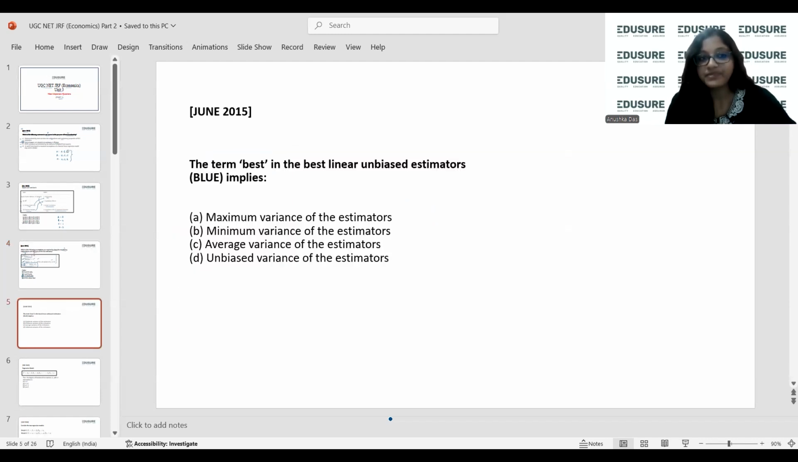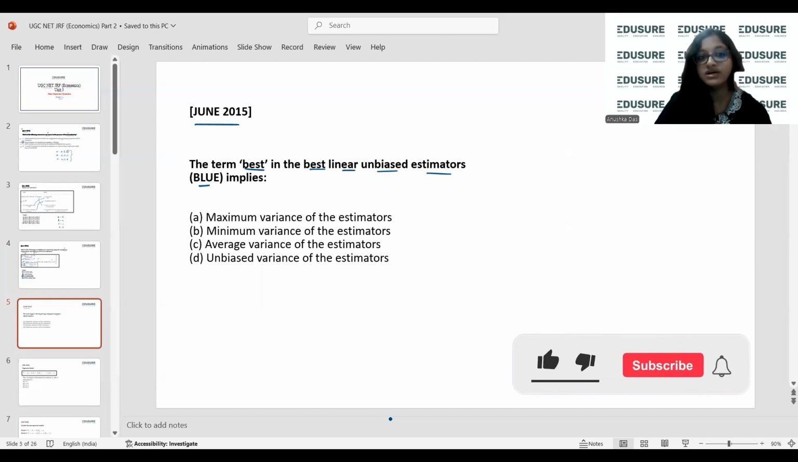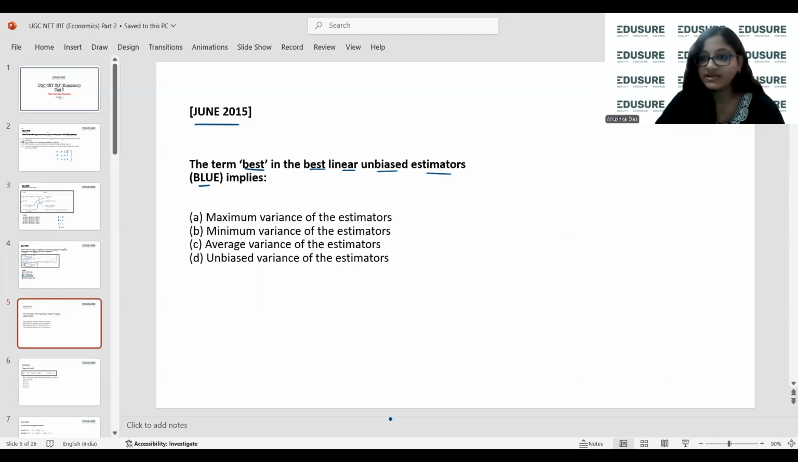Right? Next question, June 2015. The term best in the best linear unbiased estimator, or the BLUE, implies what? So best means minimum variance. When you call the estimators best, it is when they have minimum variance. So this is also a very important question. So it will be minimum variance of the estimator. So it is basically following the Gauss-Markov theorem.